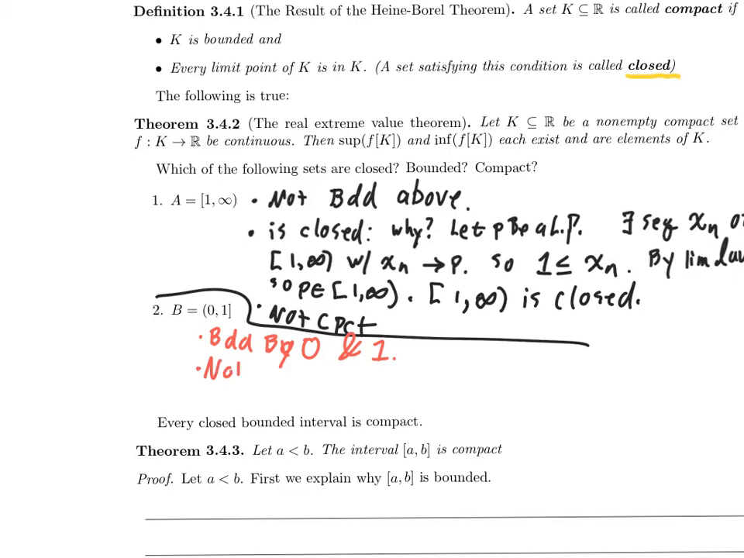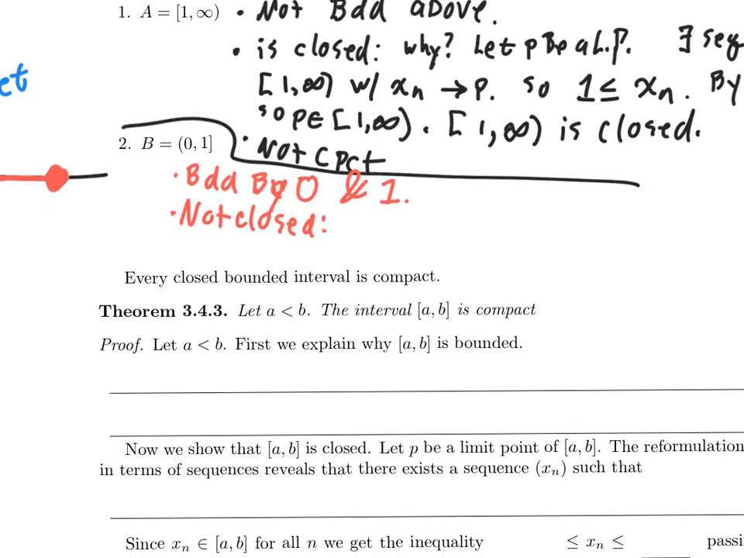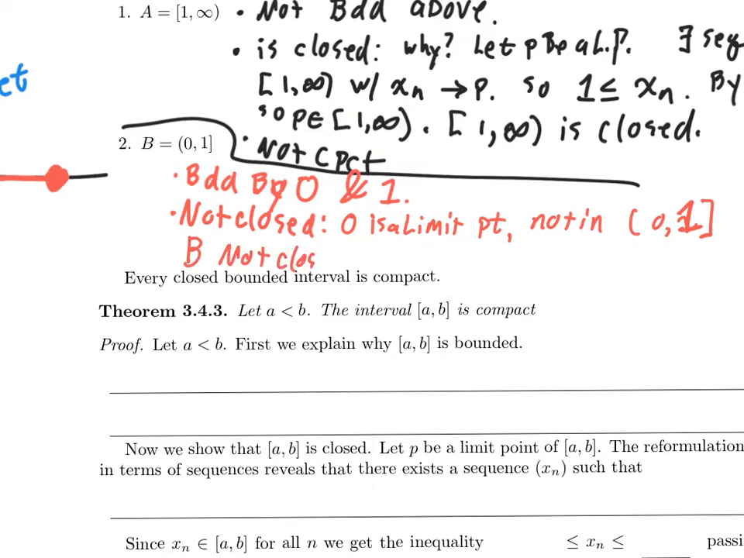It is not closed. And let's see why. Well, maybe it's easy to see why by looking at a picture. So let's draw that set. It's the set excluding 0, including 1. Well, if you look at 0, there's stuff in the set that's real close to 0, but 0 is not in the set. So 0 is a limit point of the set, which is not in the set. So this set does not include every one of its limit points. It's missing one limit point. So B is not closed. Very nice.